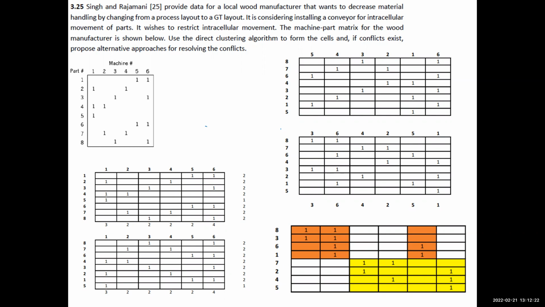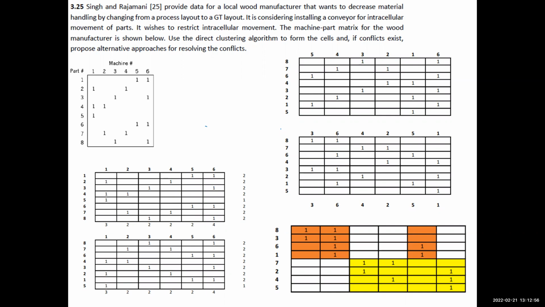When you look at these problems, like in the assignment and the exam, remember to read the whole thing. That last part is saying propose alternative approaches for resolving conflicts. That means you have to tell me what you will do. If you just give me the numerical answer and don't state how you will solve those conflicts, then you will lose some points. So write down, this is what I will do.